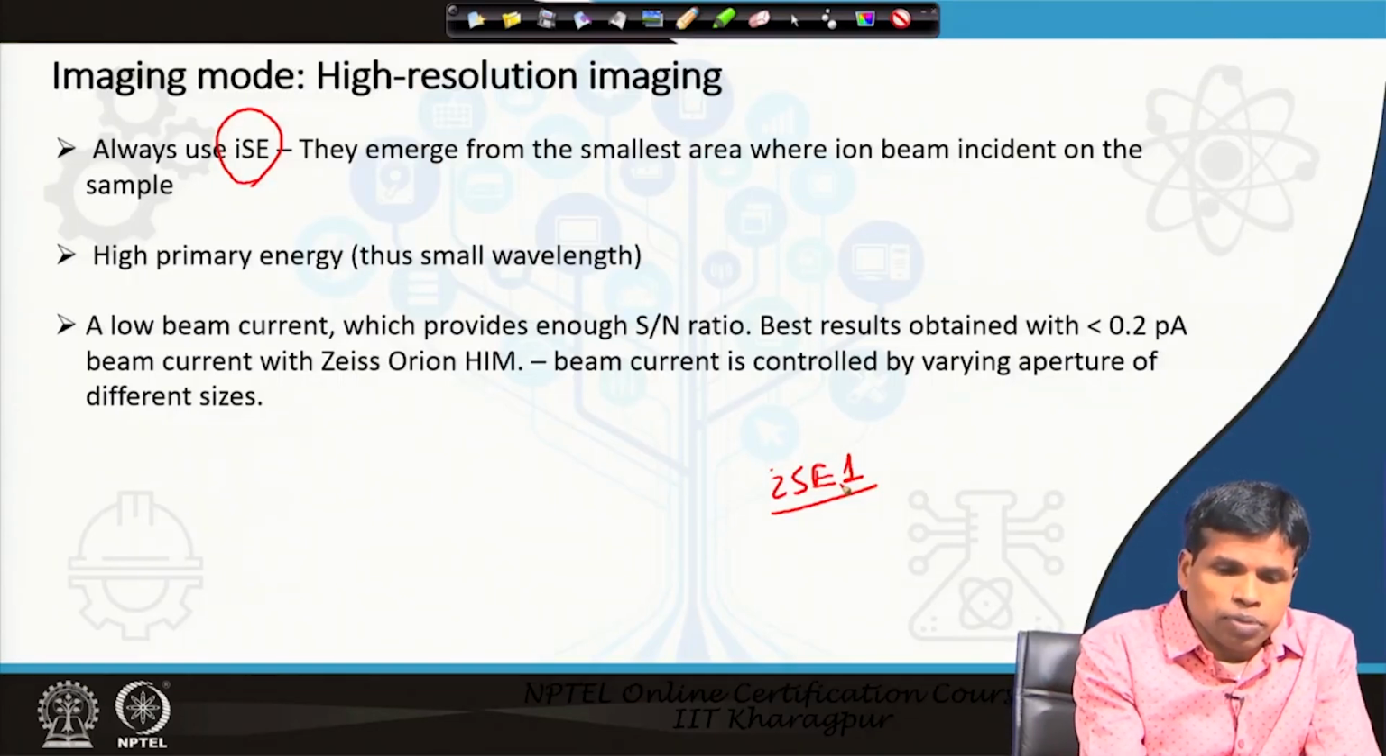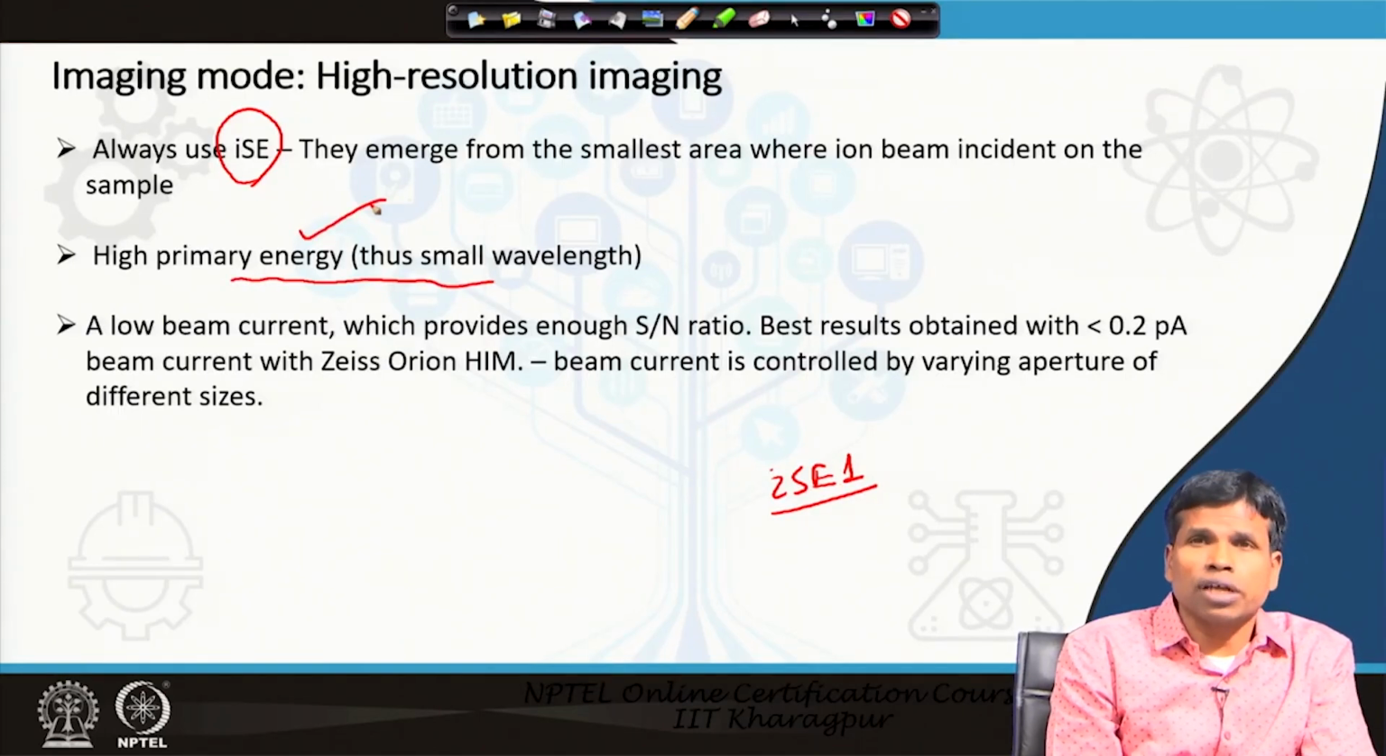Certainly, if we want high resolution imaging, we can prefer to use higher primary energy, that is smaller wavelength. Smaller wavelength means we can use smaller spot size. Smaller spot size means we can have a better resolution.